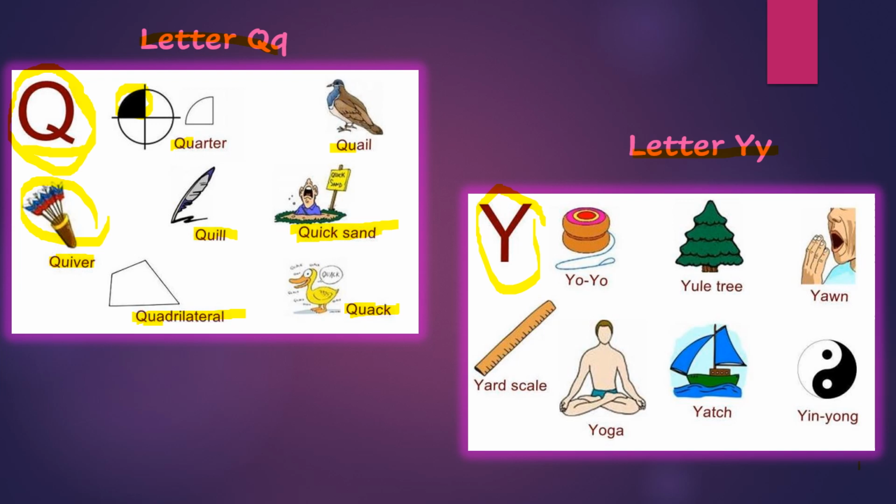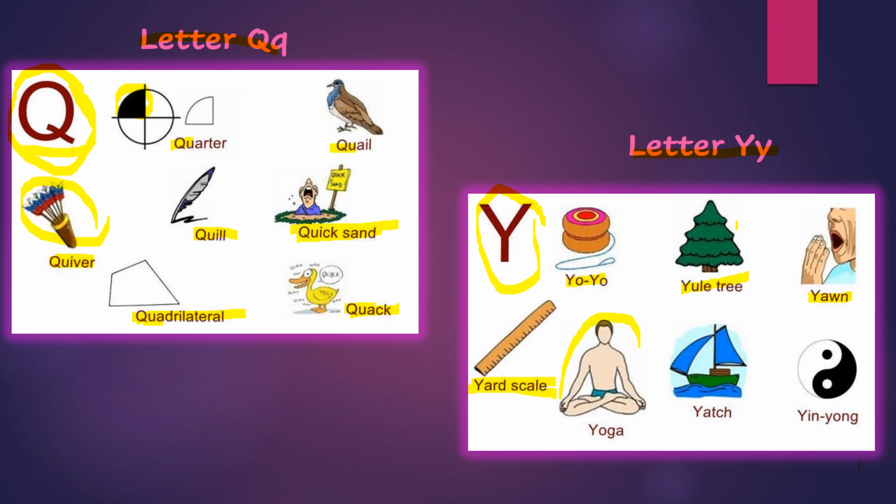All right, now our letter Y over here. Some things that begin with the letter Y are yo-yo. This is a Christmas tree. However, the type of a tree is called a Yule tree. And the motion that he is doing is called a yawn. Next, this is a ruler, which is only 12 inches. This is longer than a ruler. This is called a yard, a yardstick. They call it a yard scale. I call it a yardstick.